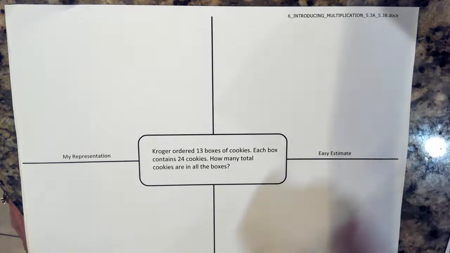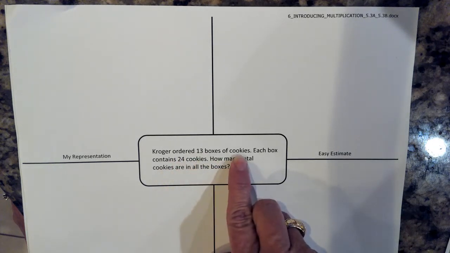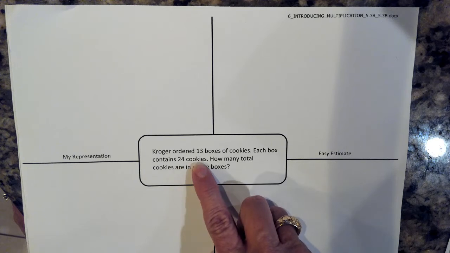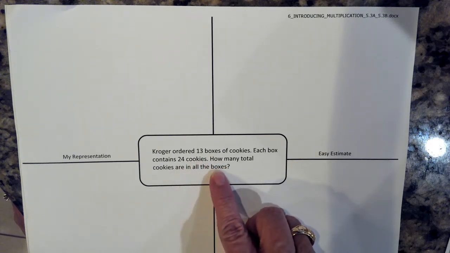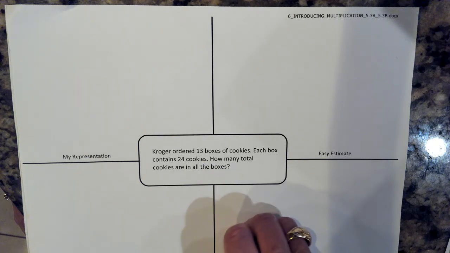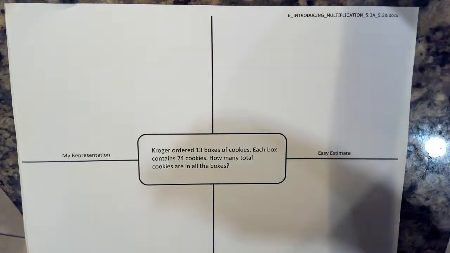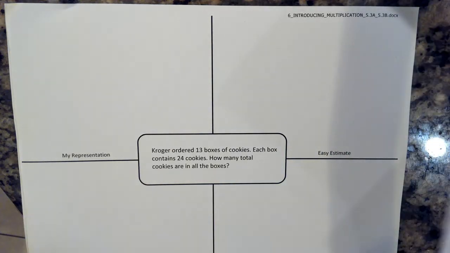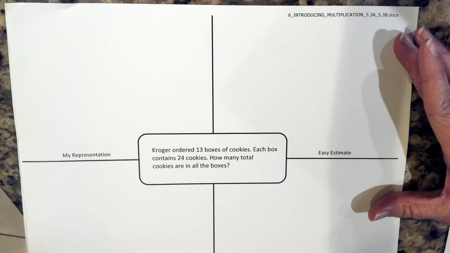So let's get started. Kroger ordered 13 boxes of cookies. Each box contained 24 cookies. How many total cookies are in all the boxes? Okay, so let me read that one more time just to think about my thoughts. It says, Kroger ordered 13 boxes of cookies. Each box contained 24 cookies. How many total cookies are in all the boxes?